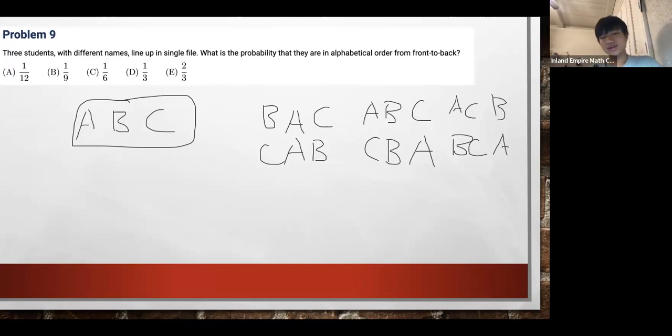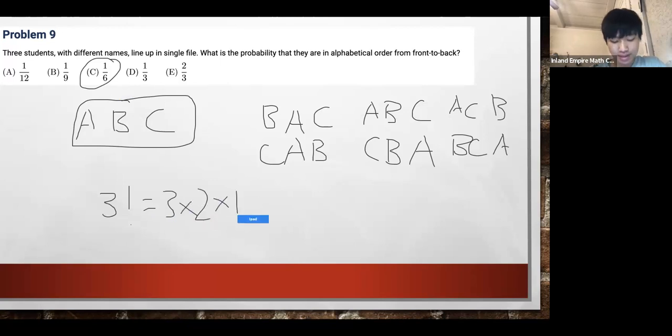If we really want to go the extra mile, just in case the answer is in fact C, 1/6, a really easy way to figure out how many combinations to arrange them is just to do 3 factorial. 3 factorial just means 3 times 2 times 1, right? So 2 factorial would be 2 times 1, and 4 factorial will be 4 times 3 times 2 times 1.